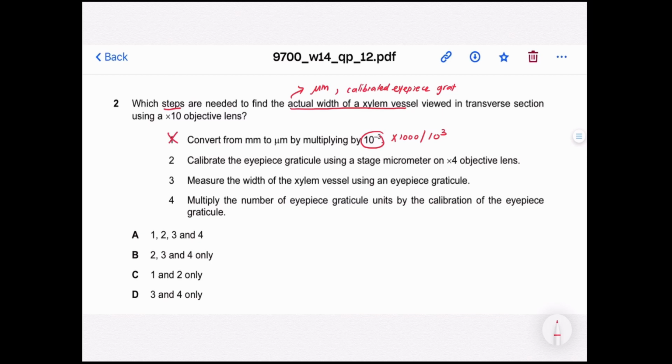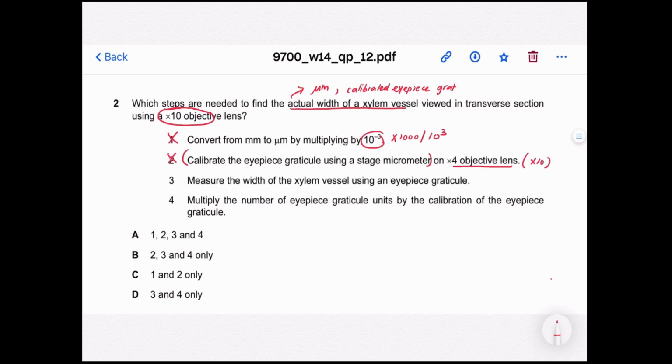Second statement, calibrate the eyepiece reticle using a stage micrometer on a ×4 objective lens. Calibrate is correct, but not using a ×4 objective lens, because the question is viewing the xylem under a ×10 objective lens. Then the next one, so this statement is also wrong.